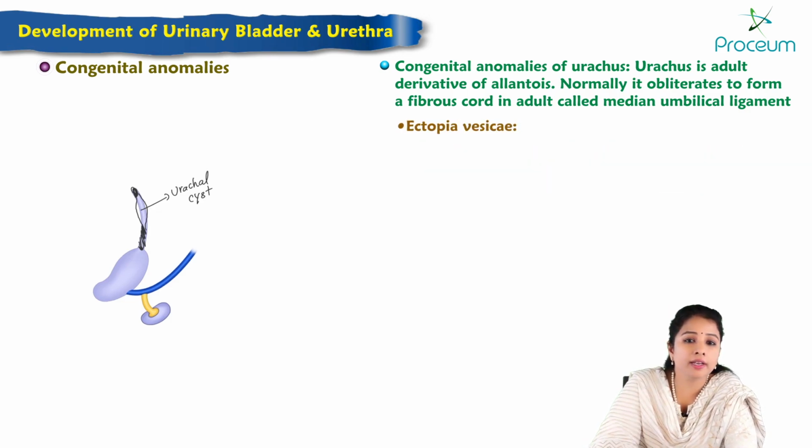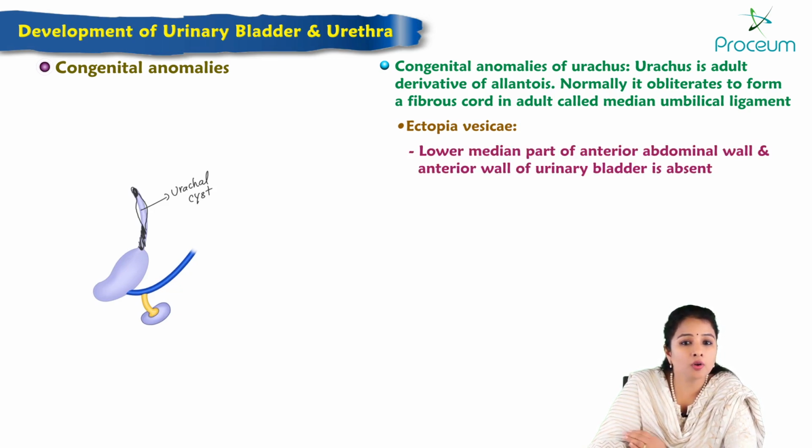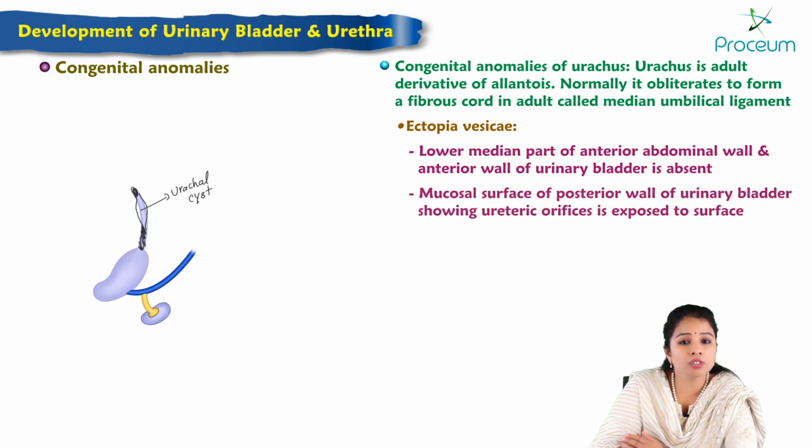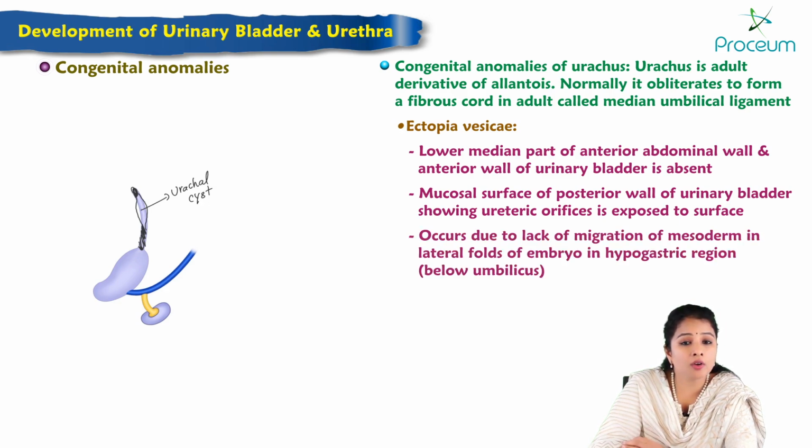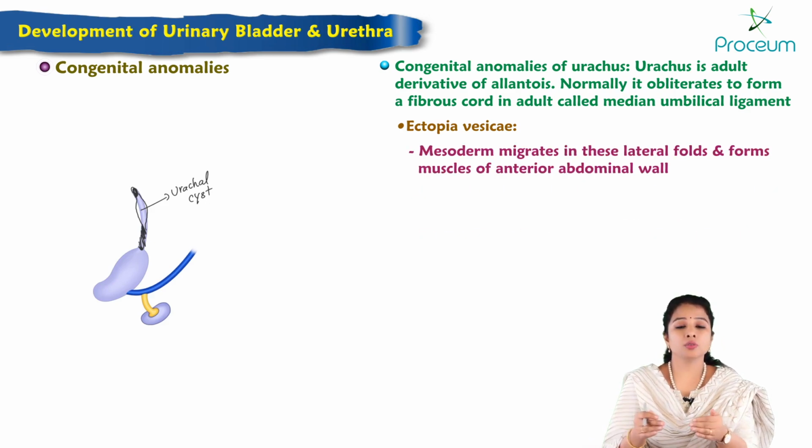The next condition is ectopia vesicae. In this condition, the lower median part of the anterior abdominal wall and the anterior wall of the urinary bladder is absent. So, the mucosal surface of the posterior wall of the urinary bladder showing the ureteric orifices is exposed to the surface. This anomaly occurs due to the lack of migration of mesoderm in the lateral folds of the embryo.